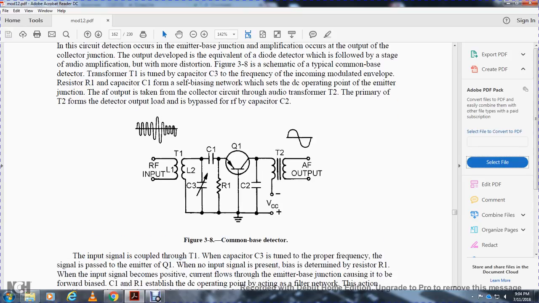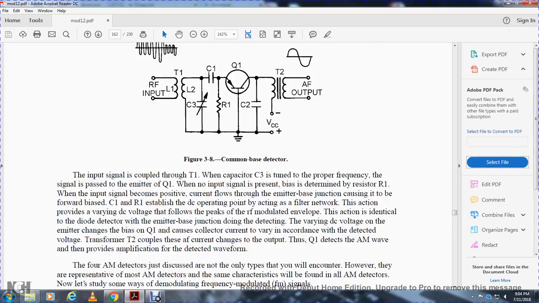Transformer 2 carries the audio frequency. The input signal is the output of transformer 1 when capacitor 3 is tuned to the proper frequency, with the signal applied between base and emitter. With no input signal, the output is determined by resistor 1. When the input signal becomes present, the current flow through the emitter base junction causes it to be forward biased, with capacitor 1. Resistor 1 sets the DC operating point, acting as a filter network. The action provides varying DC voltage following the radio frequency modulated envelope.